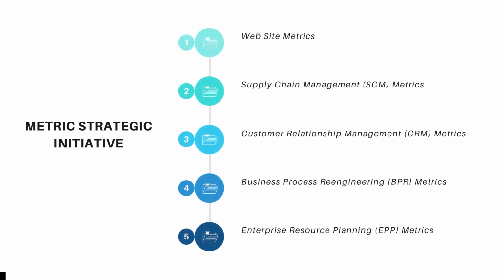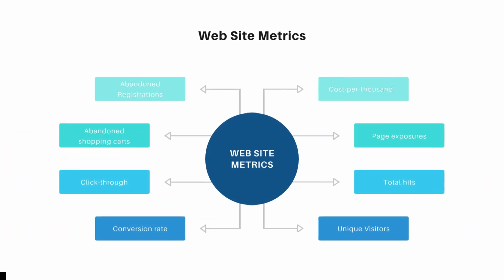Metrics for measuring and managing strategic initiatives. We have website metrics, supply chain management metrics, customer relationship management metrics, business process re-engineering (BPR) metrics, and enterprise resource planning metrics. In website metrics, we have abandoned registration. This is the number of visitors who start the process of completing a registration page and then abandon the activity. Next, we have abandoned shopping carts. The number of visitors who create a shopping cart and start shopping and then abandon the activities before paying for the merchandise.